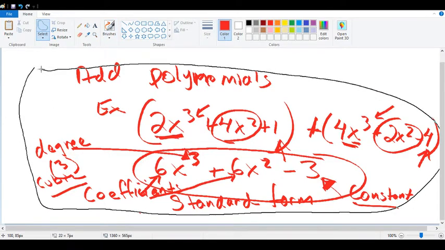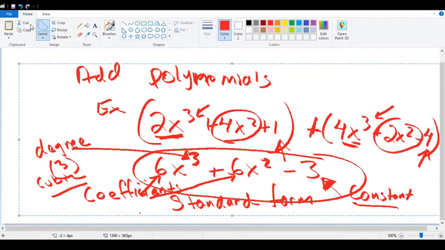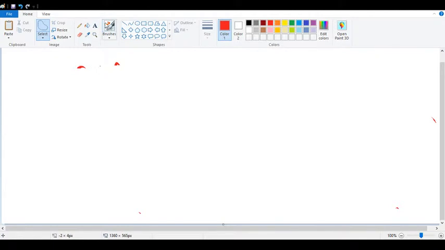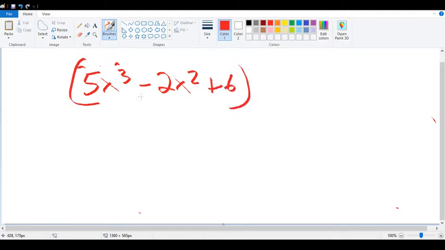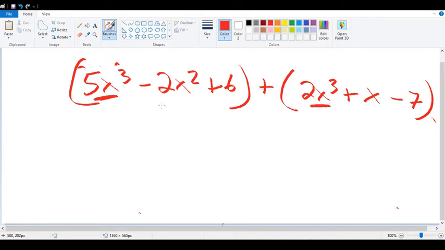Now let's add something more complex, such as, let's do 5x to the third minus 2x squared plus 6, and 2x to the third plus x minus 7. Okay, so let's look for the like terms. In this case, I know that these two are like terms. If I add those two, I get 7x to the third. That's gone.